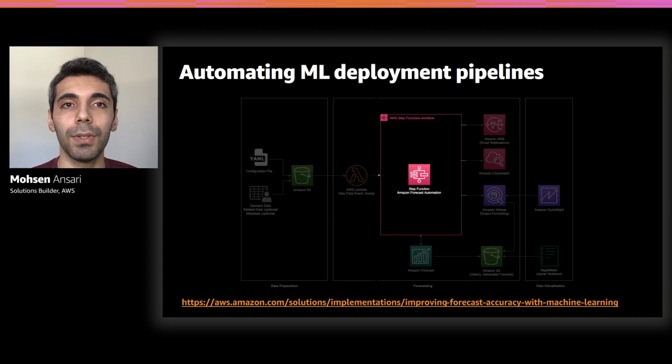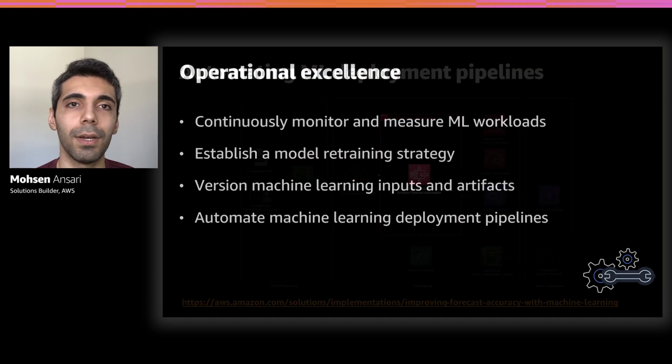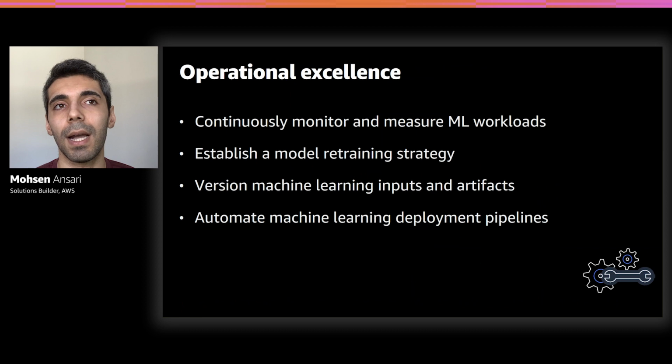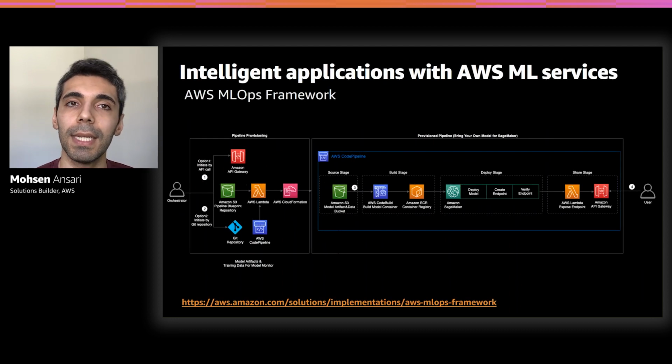So operational excellence, like the other pillars in the machine learning lens, has more best practices. I listed some of them here, but you can see more of them by visiting the machine learning lens of the Well-Architected Framework. Now, down to our second example architecture that we want to talk about.